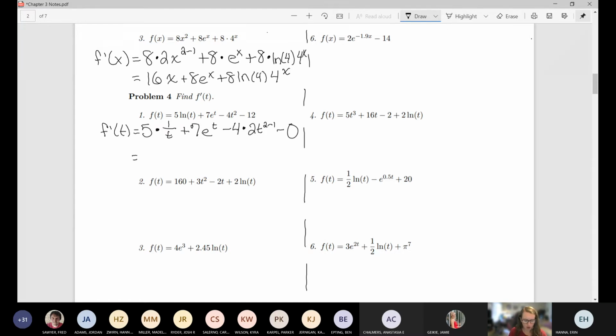We can rewrite this if you want. We could make it 5 over t. You could leave it as 5 times 1 over t if you want. Plus 7e to the t minus 8t to the first. I always suggest at least simplifying the power rule ones. But if you want to leave it as 5 times 1 over t or something like that, that's perfectly fine.